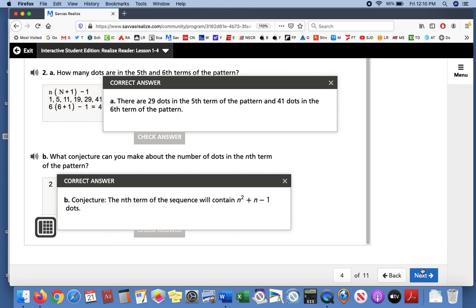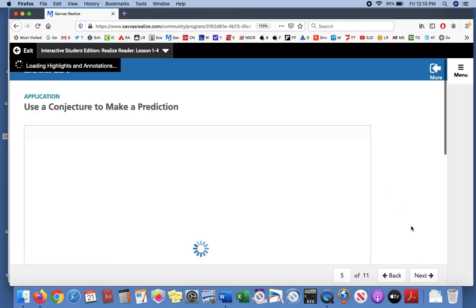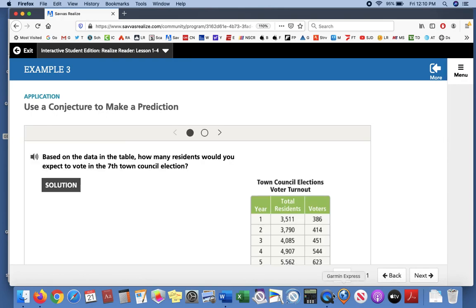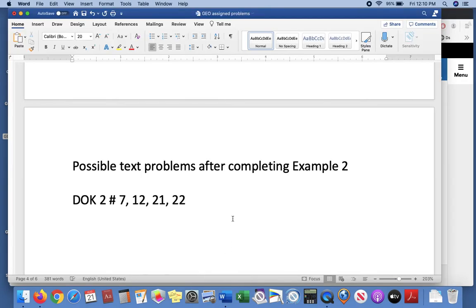Let's see if there's another. I don't think there's another example or problem. I mean, there's another example. Okay, so that's it for example 2. Let's find the problems you can do now. After doing this example, you should be able to attempt problems 7, 12, 21, and 22.